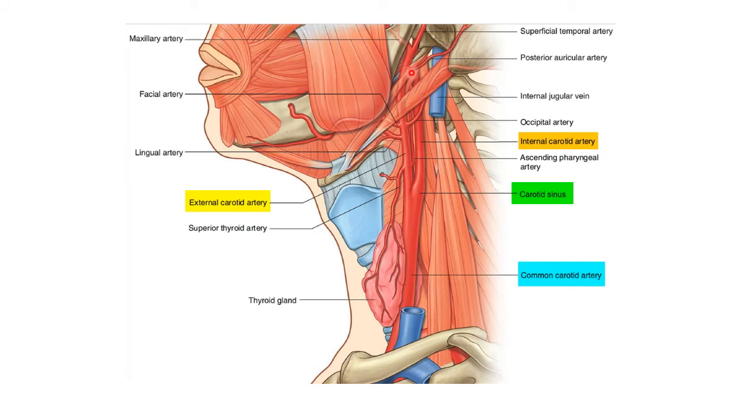Then comes the posterior auricular artery. It arises from the external carotid artery at the level of the upper border of the posterior belly of the digastric muscle. It passes upward to reach the auricle. Then come the terminal branches of the external carotid artery. One is the superficial temporal artery, the other is the maxillary artery.